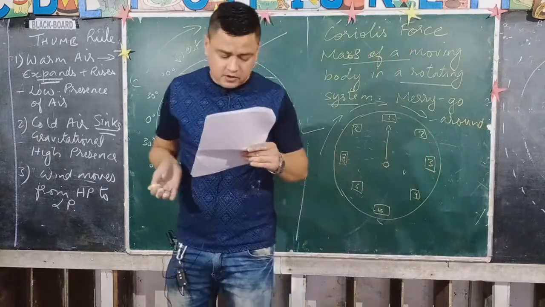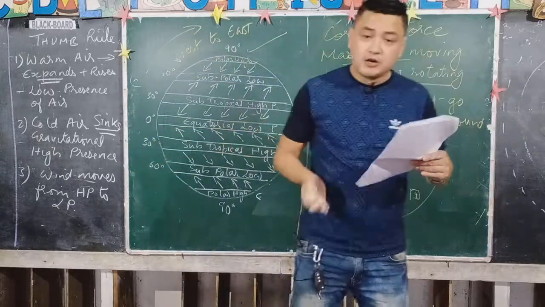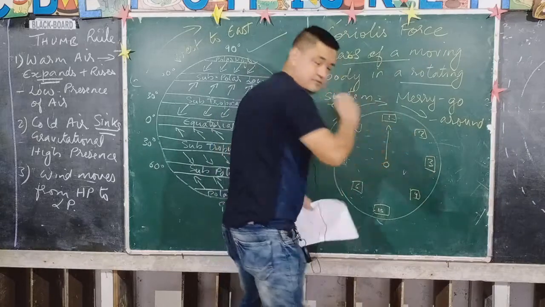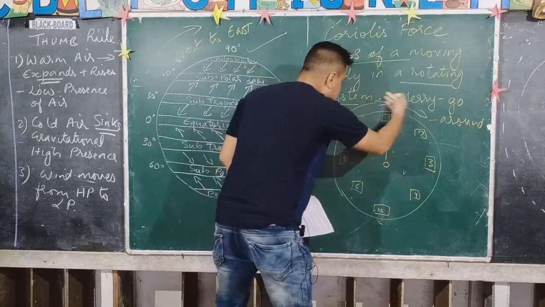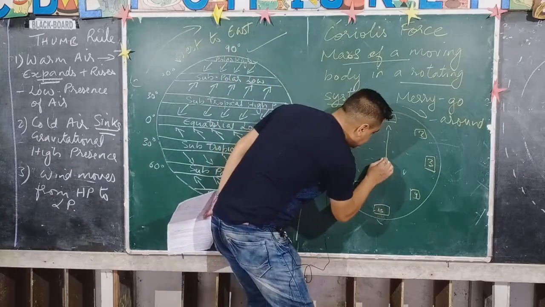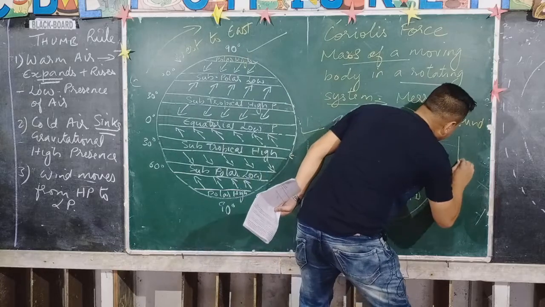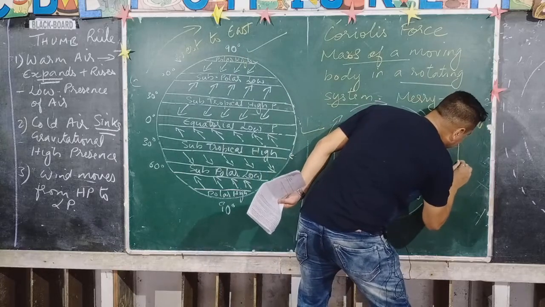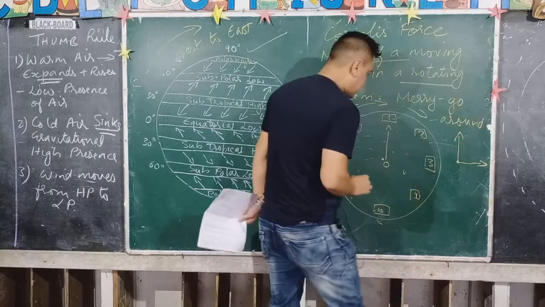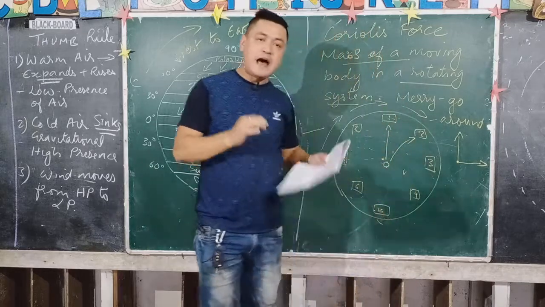What would happen? The force would act perpendicular to the direction of the motion. The direction of the motion is from west to east, and this is the axis of rotation. So it will act directly perpendicular to the axis of rotation and it will go this side. So the ball will get deflected and goes this side. What happens here?